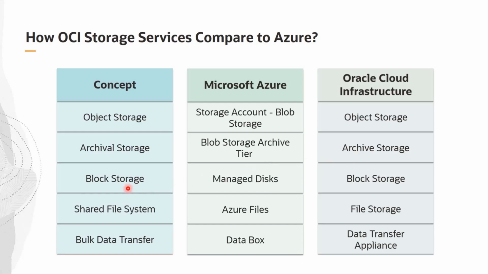The block storage offering in Azure is known as managed disk, and in OCI, it is known as block storage. Both Azure and OCI also offer a shared file system. Azure calls it Azure Files and OCI calls it file storage. Both these providers also provide a bulk data transfer mechanism. Azure has Data Box and OCI has Data Transfer Appliance.